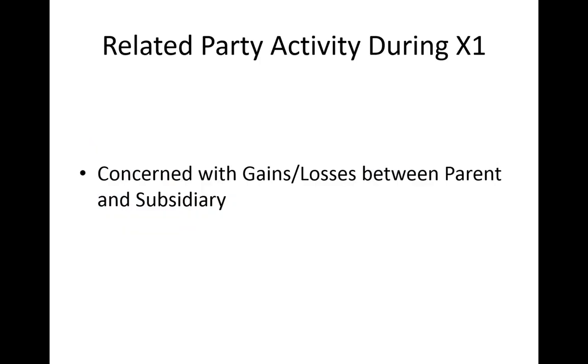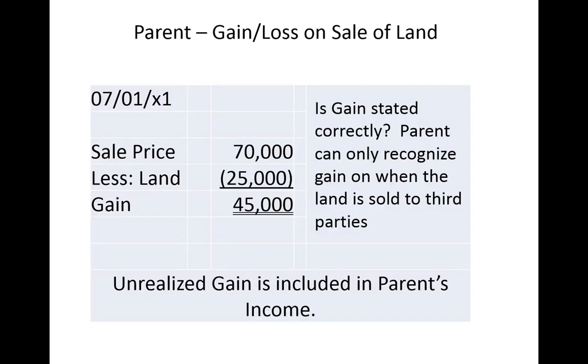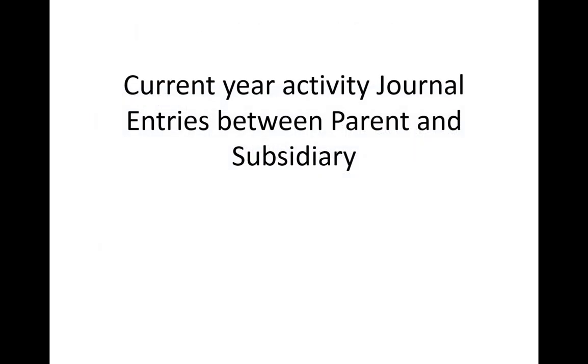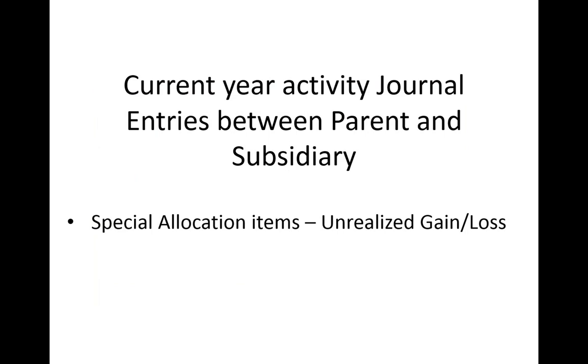We can now jump back to the related party activity or the equity method of accounting, since we've gone through the process of the sale between the two parties. We know that this $45,000 gain here is included in the parent's income, and we know that the gain is overstated since the land has not been sold to third parties. So what we're going to do is make the following current year activity entry. And we're going to remove that unrealized gain from the consolidated financials.